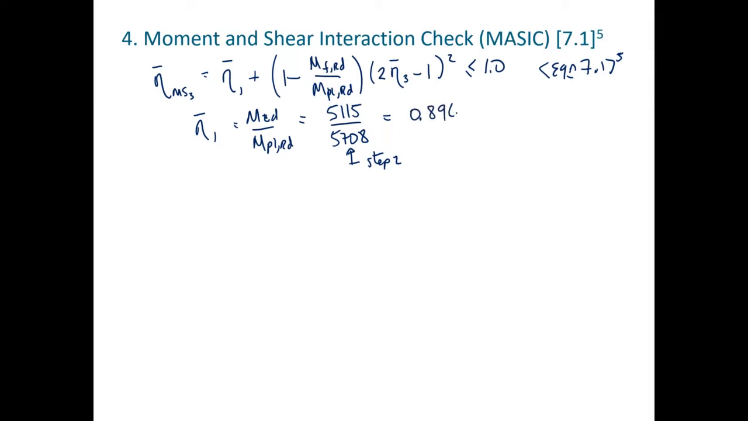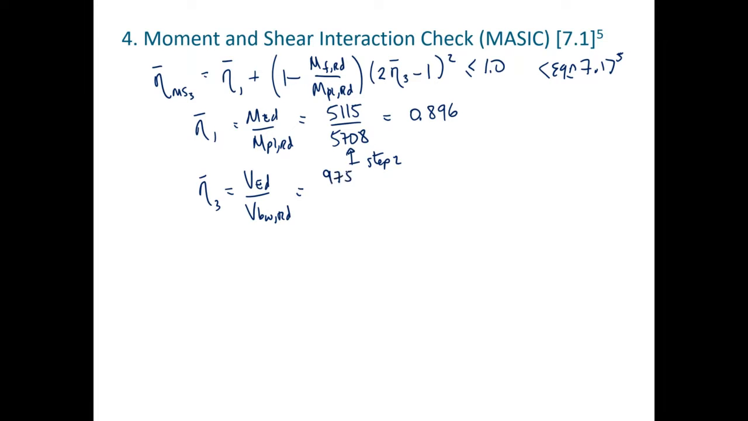So that's 0.896. Okay, so we're looking at around 90% utilization for bending moment, demand divided by capacity. So that's the bending moment. What about the shear? This new 3, which is the shear demand divided by the capacity of the web, the shear buckling capacity of the web.